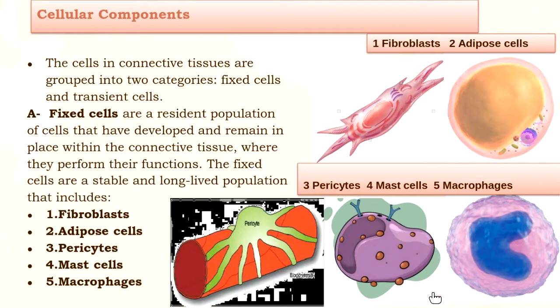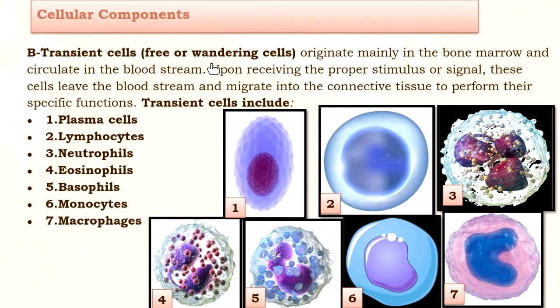These all 5 cells come under the category of fixed cells. Now the second category of cells is transient cells, also called free cells or wandering cells, depending on their origin, and as they appear in the body when the need arises.